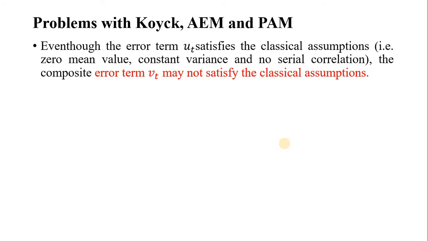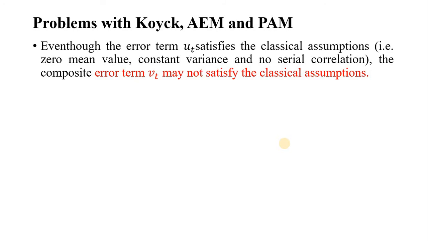In the original model, there is a u_t. This u_t may satisfy almost all the assumptions of the ordinary least squares method. There are basically three assumptions related to the error term. The first one is that the mean value of u should be 0. There must be homoscedasticity, and there should not be serial correlation. So u_t may satisfy all these assumptions, but the newly constructed error term, or what we call the composite error term, v_t, may not satisfy these classical assumptions.